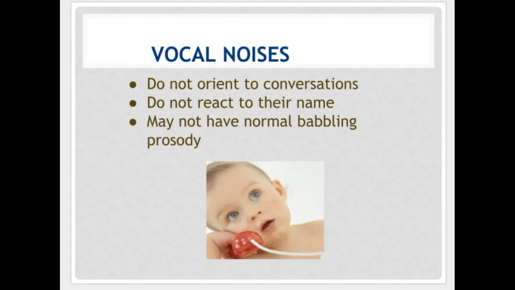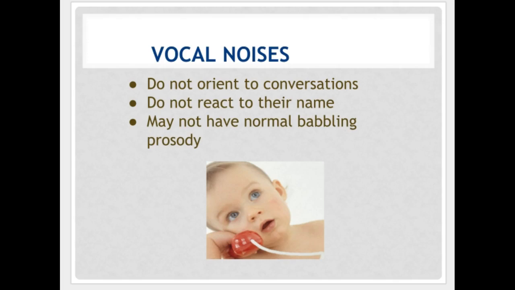As far as babbling and vocalizations, they don't orient to conversations. So if someone to the right of them says their name or starts talking, a neurotypical child is going to turn and look at that person. A child with autism doesn't generally orient that way. And as I mentioned before, they tend to not react to their name. And in a special education early childhood classroom that's focused on children with autism, this is one of the skills they work on first: to teach the child to connect their name to them and to react to that.